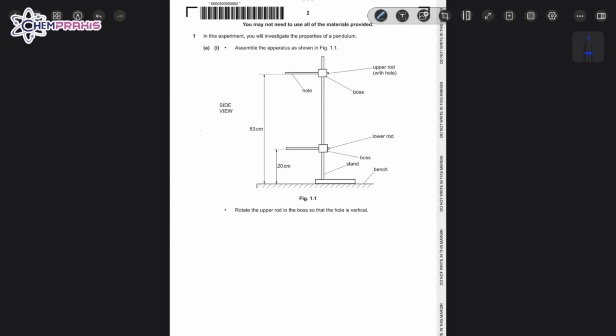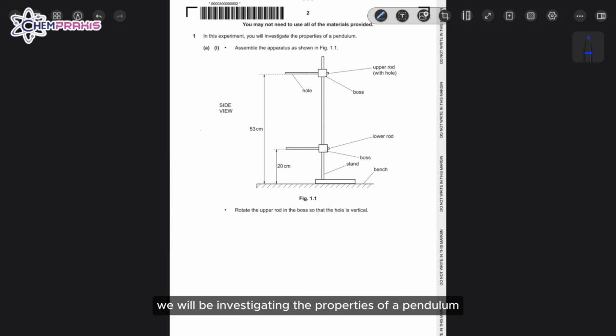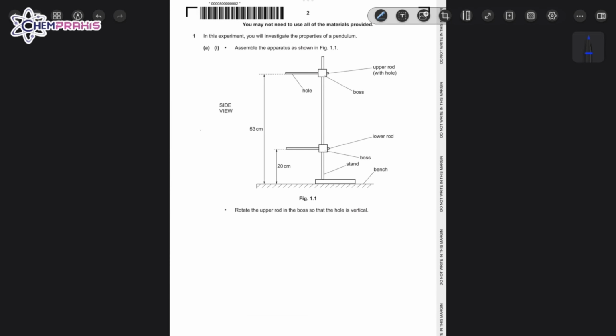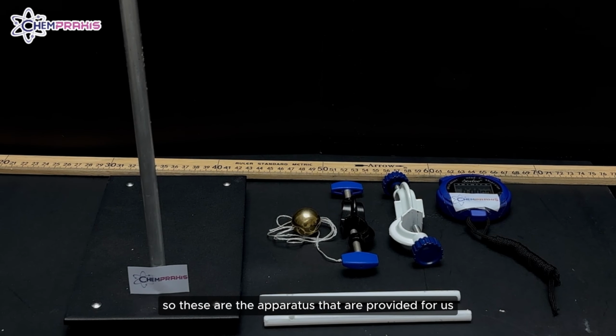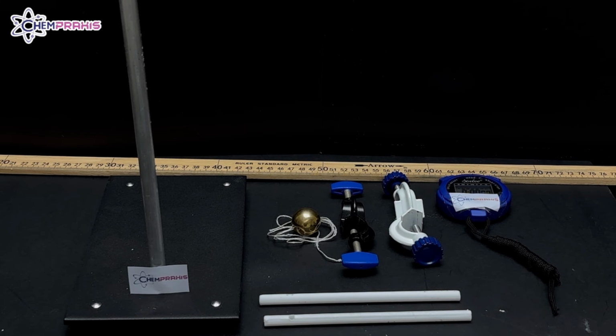Question 1. In this experiment, we will be investigating the properties of a pendulum. As you can see, we have a diagram here that we need to set up accordingly using the apparatus given to us. So these are the apparatus that are provided for us for the setup.